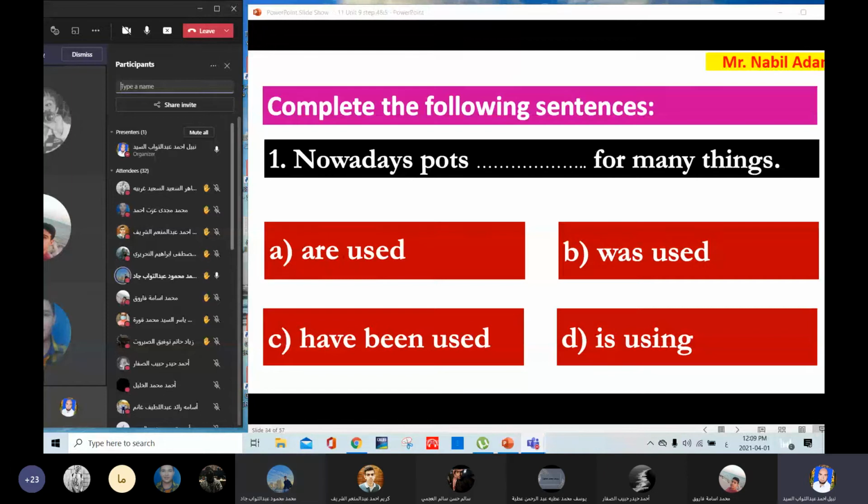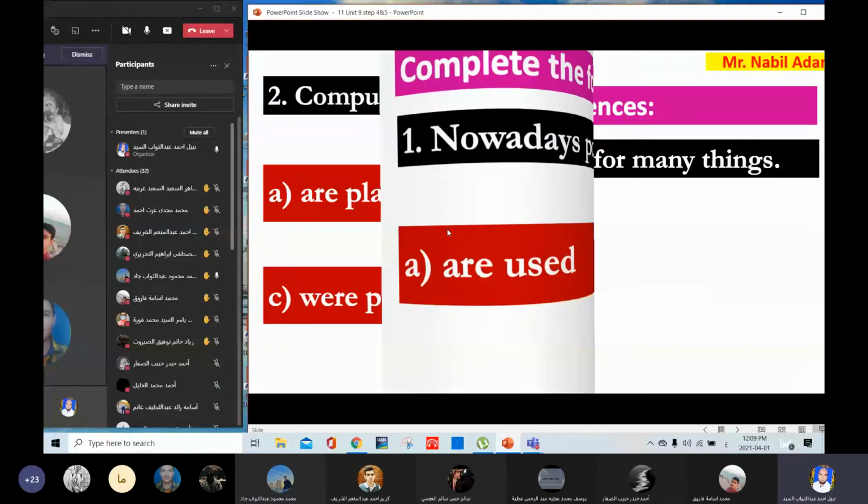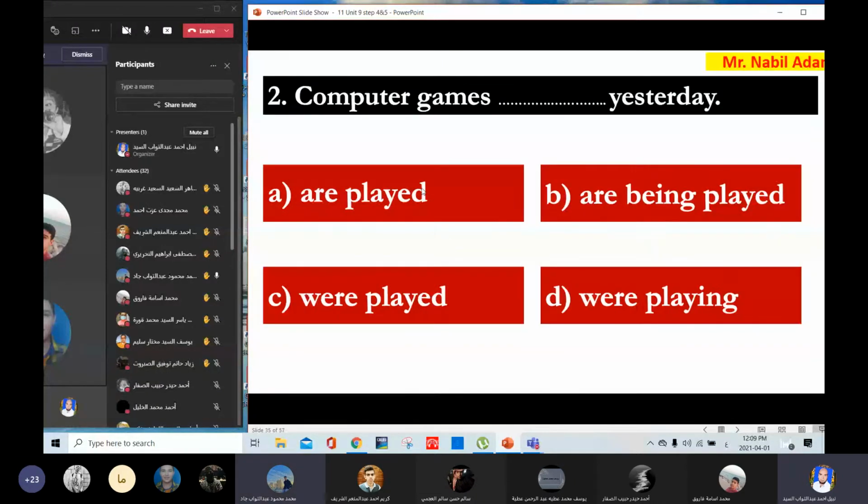Are used. Here, nowadays refers to the present simple. We use the verb to be in the present simple, is or are, plus past participle. Bots here is plural, so we use are. Okay. Next one. Number two, Faris Yasser, computer games yesterday. Yesterday refers to the past. Faris. Computer games were played. Yes. Thank you. Were played.